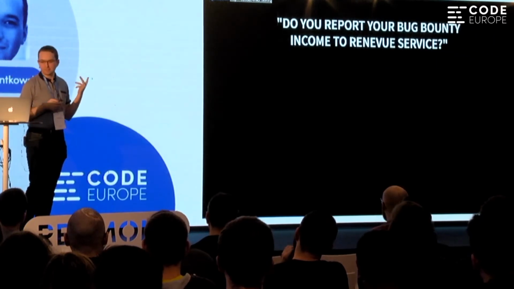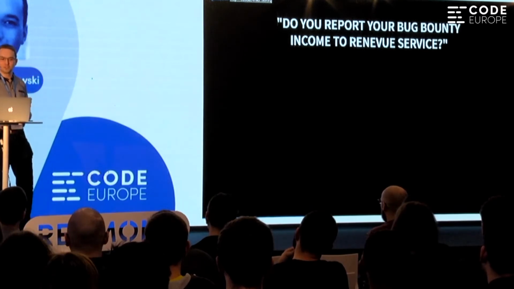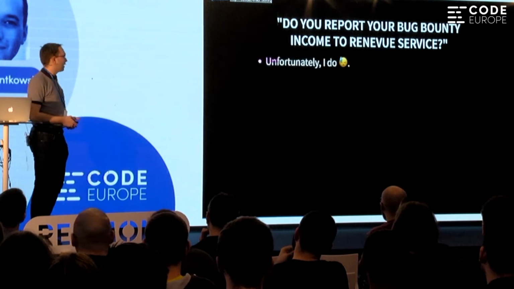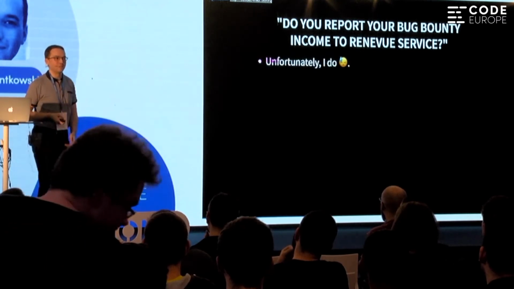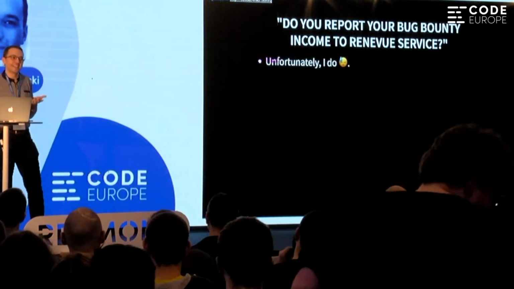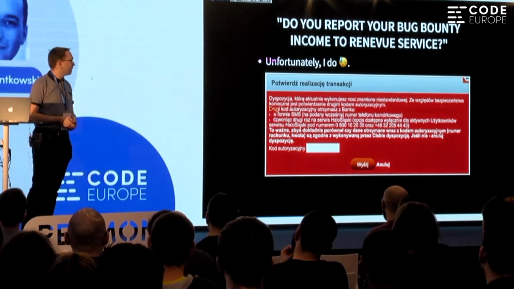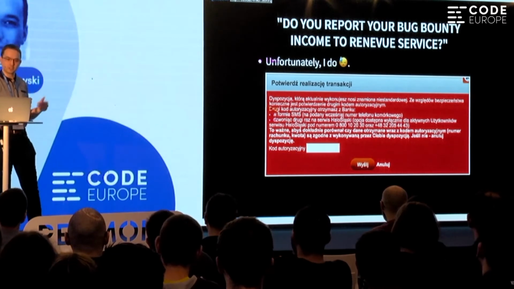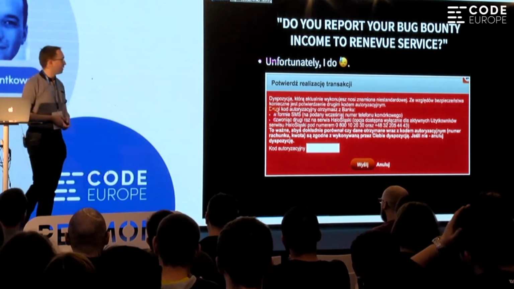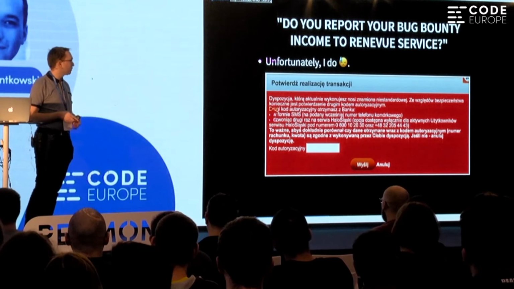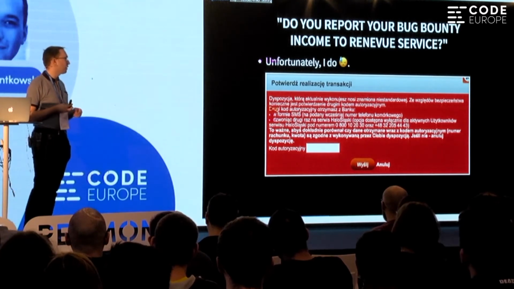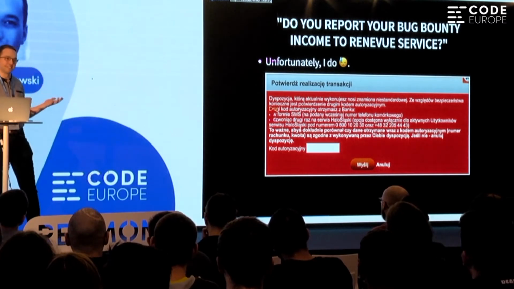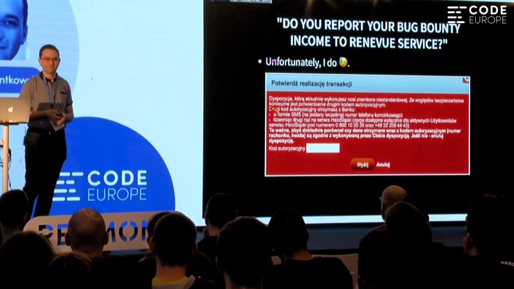OK, I don't know why, but many people ask me these questions. Do I report my bug bounty income to the revenue service? And yes, the answer is, of course I do. I mean, I can't say I don't. Quite funnily, last year when I did a bank transfer because of the bug bounty income, the online banking system wrote a message that the transfer I'm trying to do looks a little shady, and I need to confirm it a second time. I don't know why.